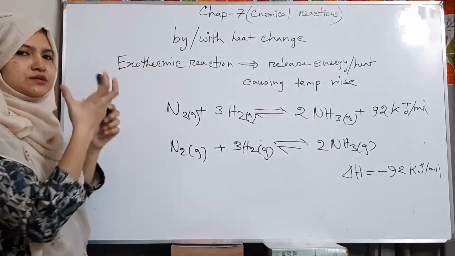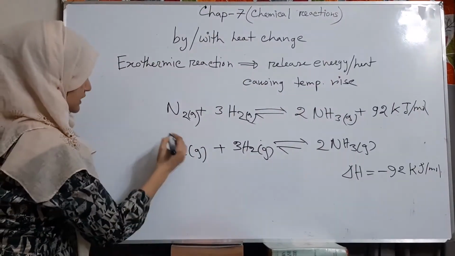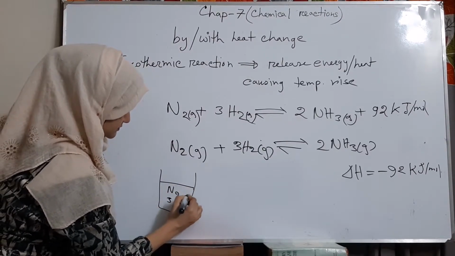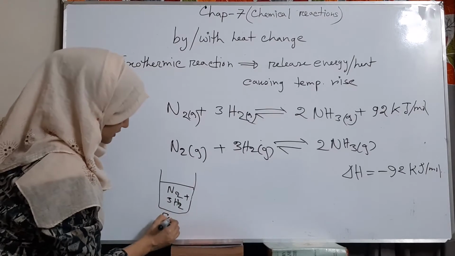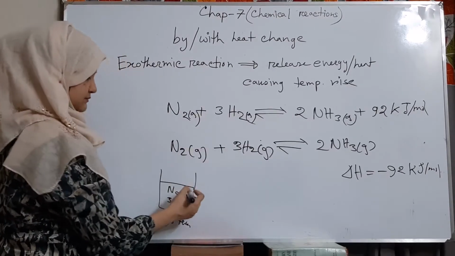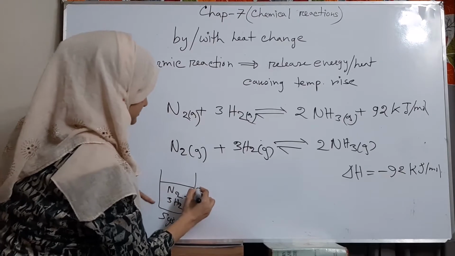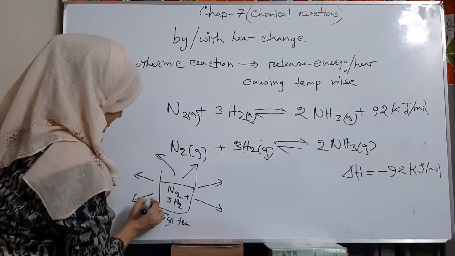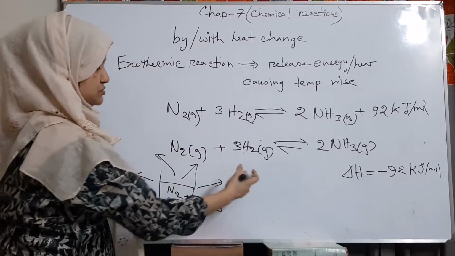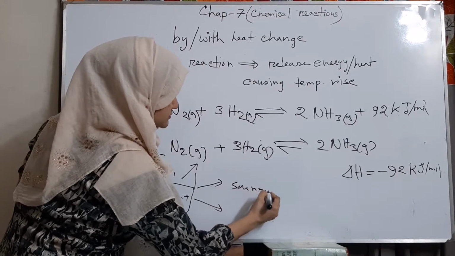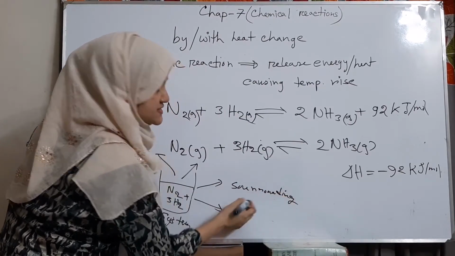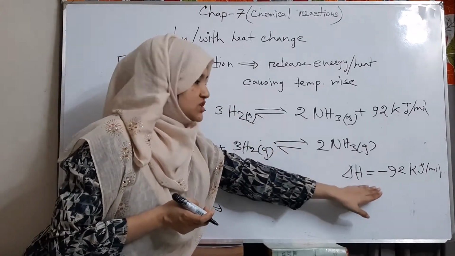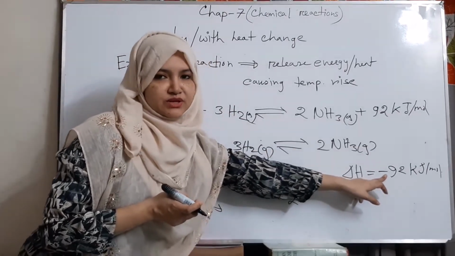That means if we consider our reaction vessel containing nitrogen as a system, then from this system energy is released or evolved to the surroundings, that means the environment. And that's why the heat change is negative for an exothermic reaction.